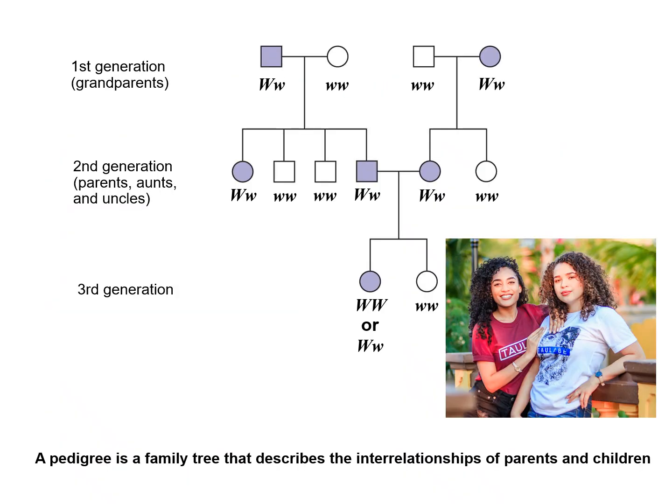A pedigree is a family tree that describes the interrelationships of parents and children across generations. Inheritance patterns of a particular trait can be traced and described using pedigrees. In this video, you will see the basic symbols used in making a pedigree.